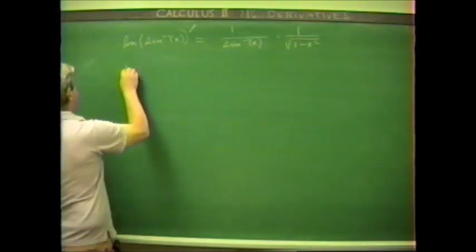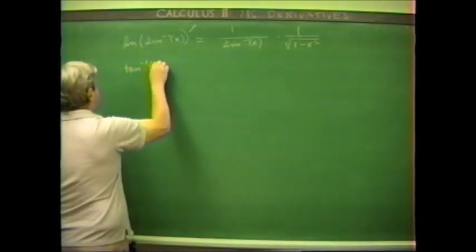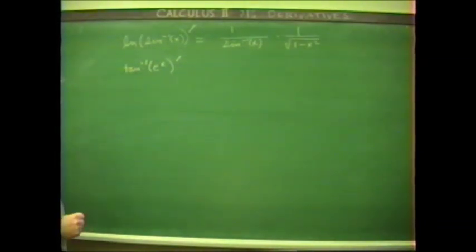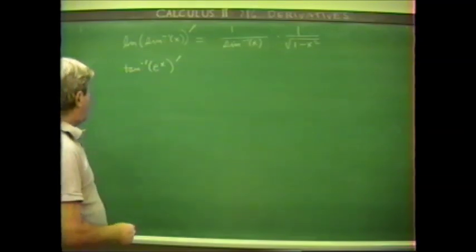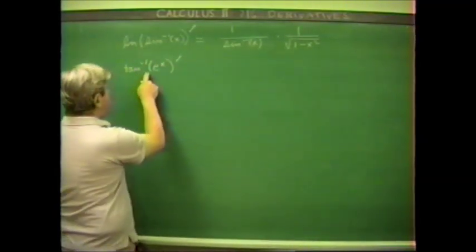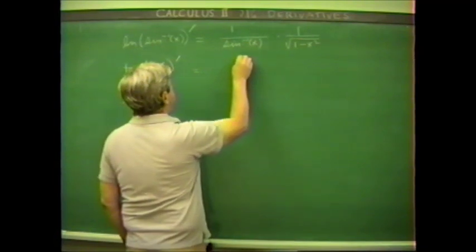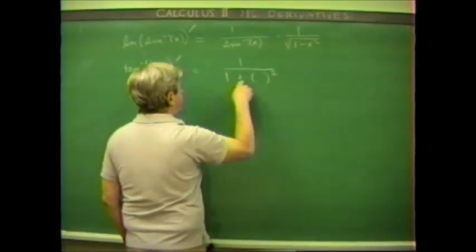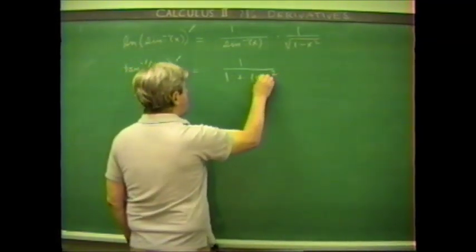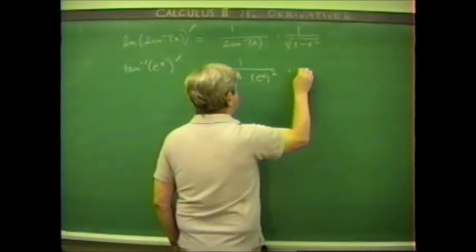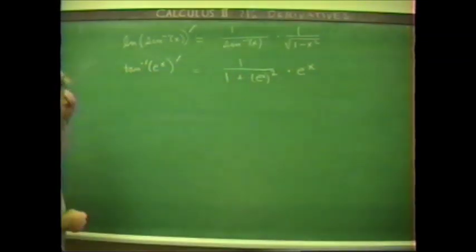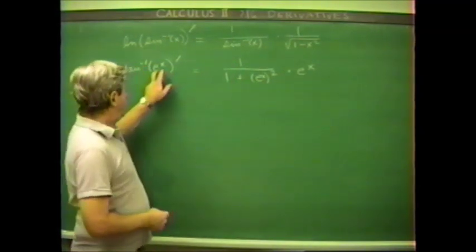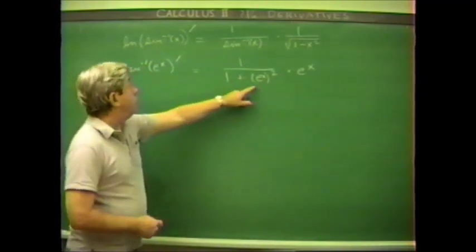How about another one? Tangent inverse of e to the x. Suppose we want its derivative. This is the composition, tangent inverse of this function. So the derivative is going to be 1 over 1 plus x squared evaluated at e to the x, times the derivative of e to the x. So there's the derivative of tangent inverse of e to the x. Take the formula for the tangent inverse function and you put the composition, the g from the composition, in there.